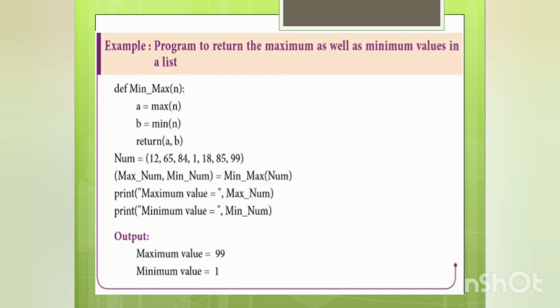Min num value is 1. Okay. Now what's the next statement? Print of maximum value is equal to max of num. So maximum value will get printed is equal to what is in max of num? That is 99. So 99 will get printed.